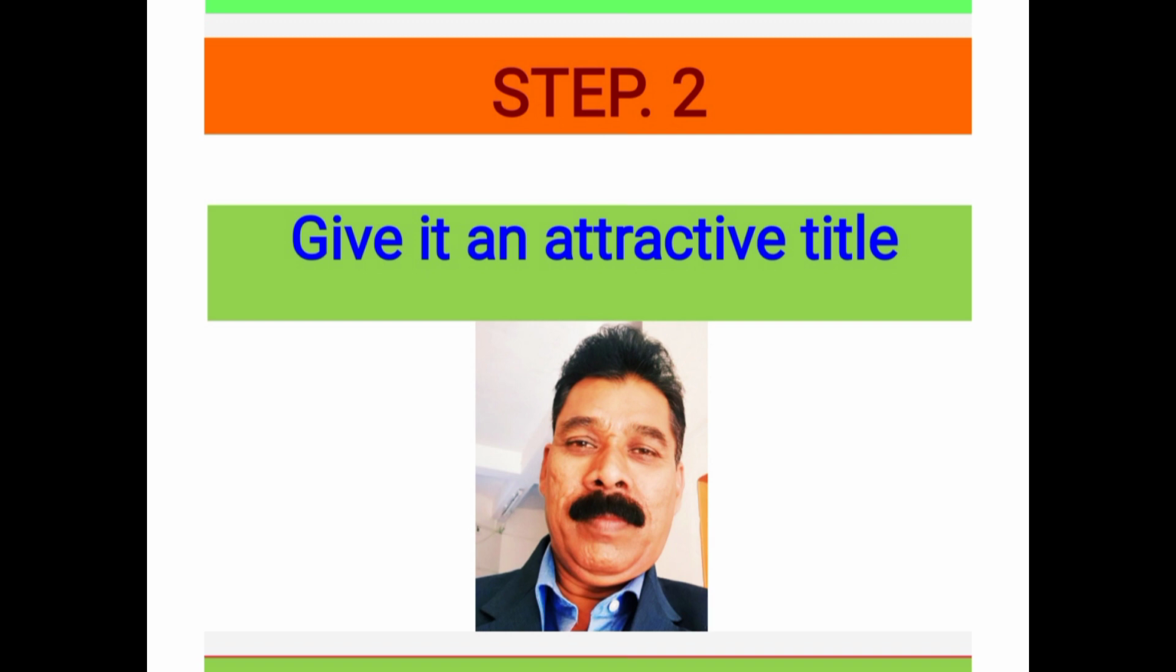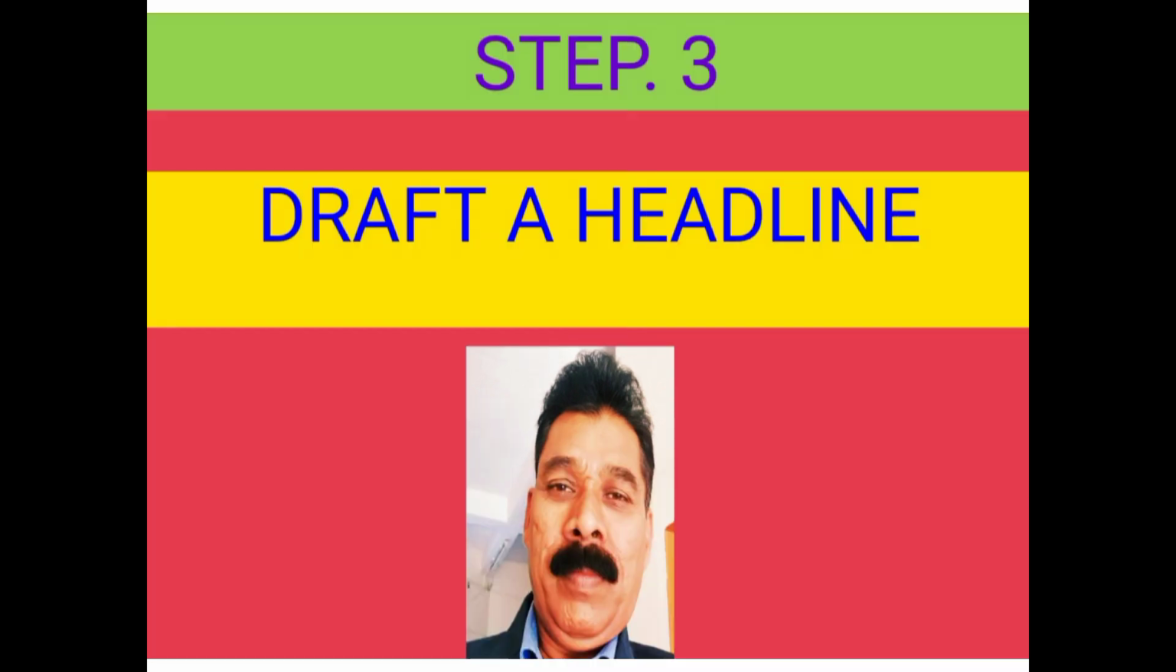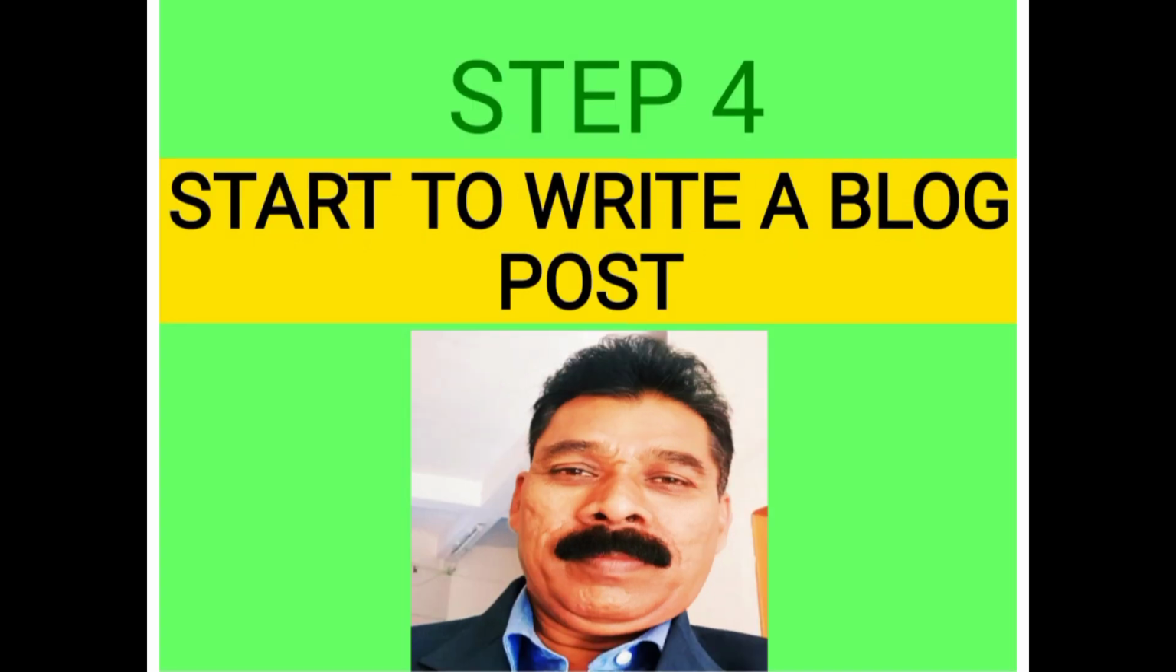The second step in blog writing is to give it an attractive title. The title comes first and then comes the headline. The headline comes in step 3. The third step is to draft your headline. First step, planning. Second step, creating or giving an attractive title. Third step, draft a headline. Fourth step is here, start to write a blog post.